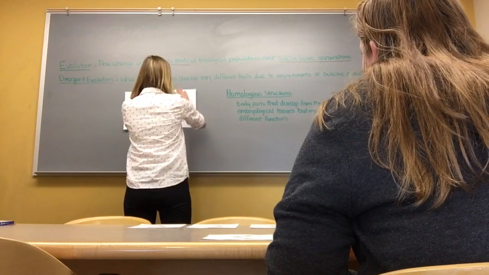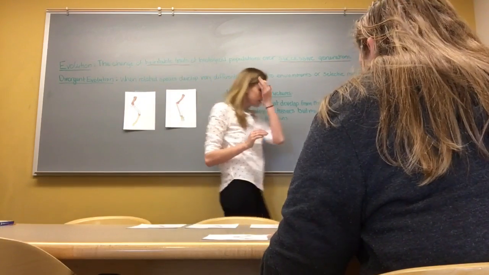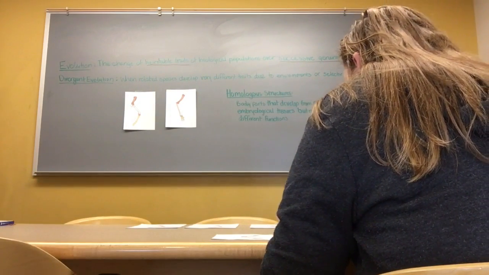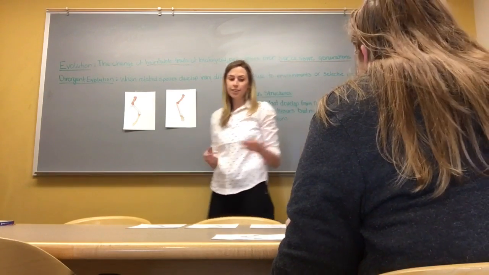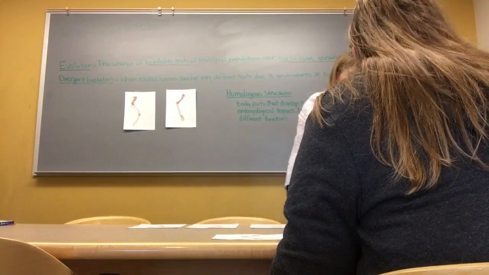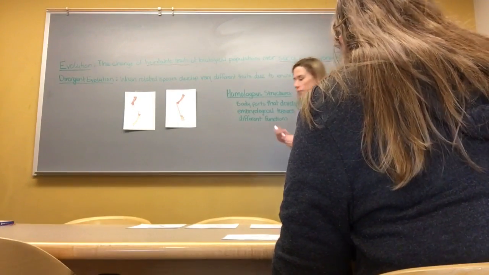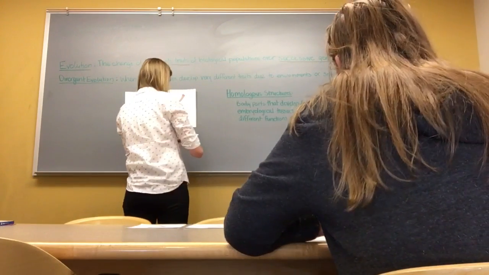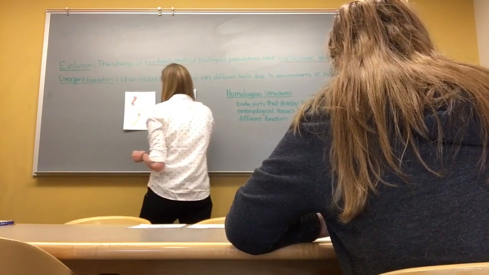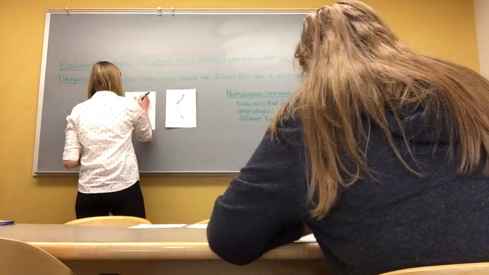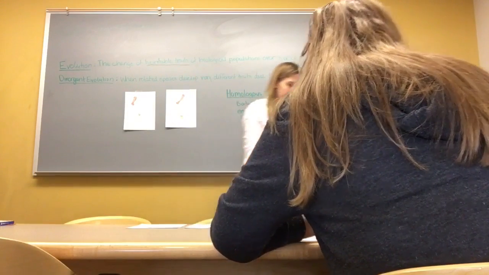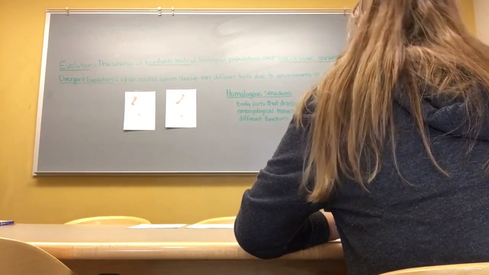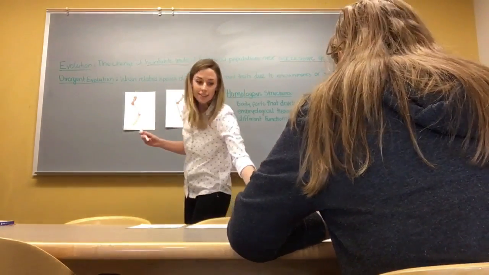So I want you to look at these two and determine on your piece of paper, do these have any homologous structures? Do they or do they not? So go ahead and circle on your paper what you think are homologous structures, and I'll do it up on the board, and we'll see if we come up with the same answers. It's different colors, so it's easy.